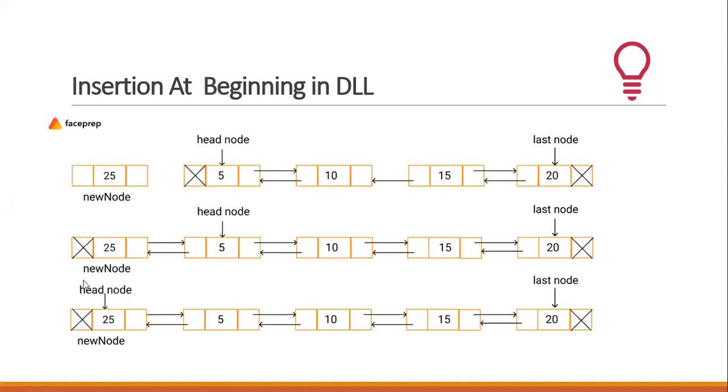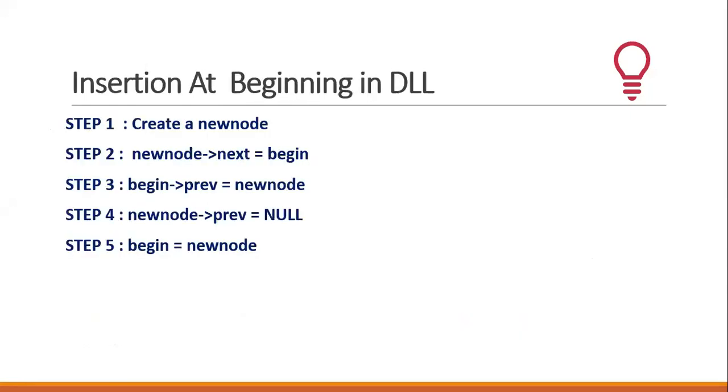But now instead, what you have done is you have created a new node, you have attached its next to the begin. The previous of the begin is now attached to the new node. The previous of the new node has become null, and finally your new node is acting as a beginning node. So this is how the insertion operation happens at the beginning in a doubly linked list. Okay, so fine, with this we go ahead.